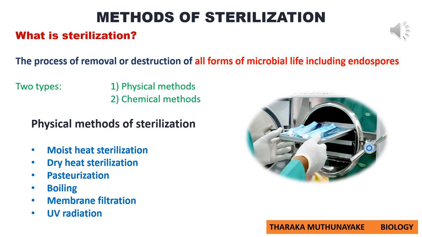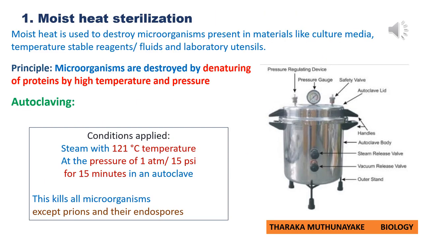First, we are moving to physical methods of sterilization. Under that, some basic techniques followed are mentioned here. Those are moist heat sterilization, dry heat sterilization, pasteurization, boiling, membrane filtration, and UV radiation. First physical method of sterilization is moist heat sterilization.